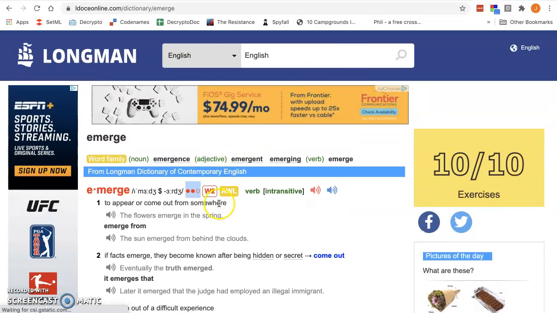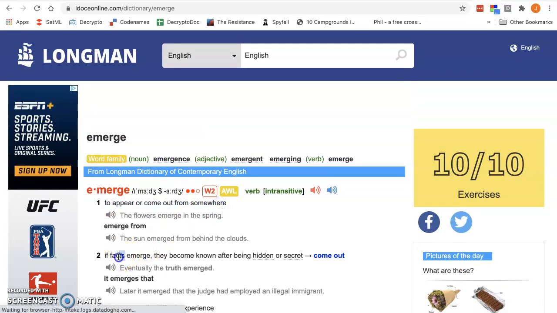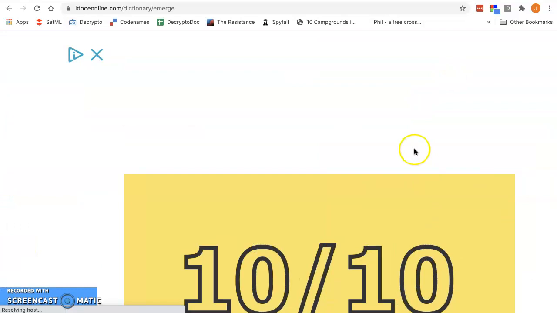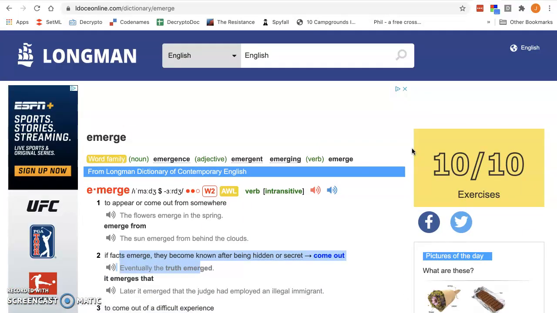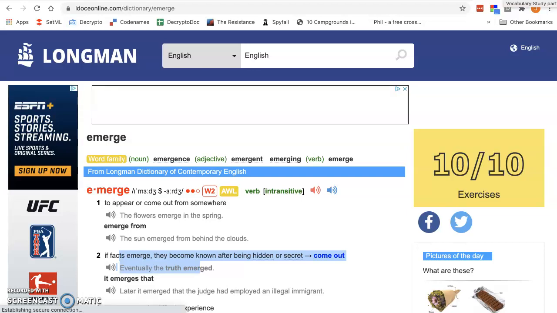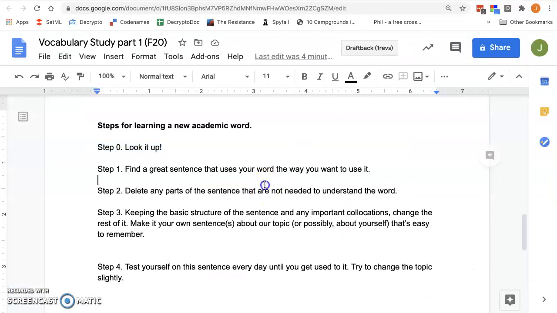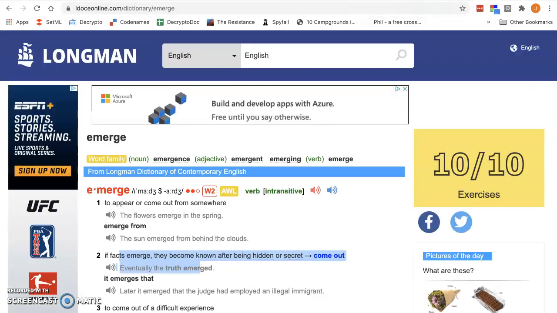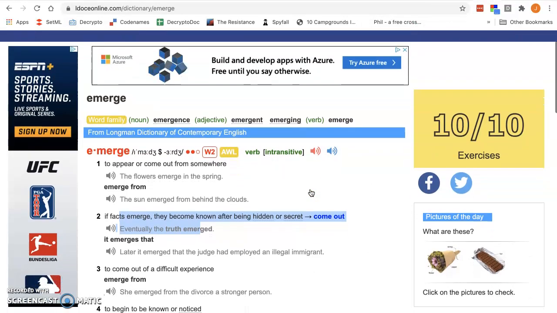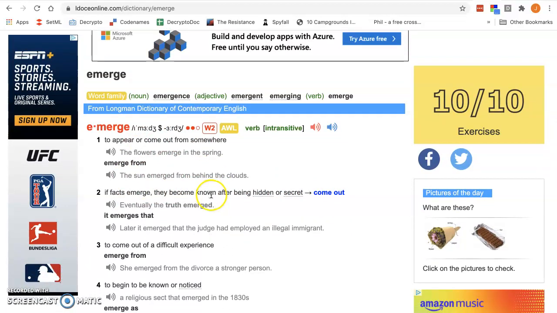So my step 0 is just trying to figure out what it means. If I can't figure out what it means by reading these definitions and reading these sentences, of course, I can check a translator to get a meaning in my own language. Of course, that's fine. But once you have the basic meaning of the word, that's when you're really going to need to study it. So step 1 is find a great sentence that uses your word the way you want to use it. Usually words are used in many different ways, so you want to find a use of that word that's exactly the same use that you want to practice. And usually it's the most common one, but not always.